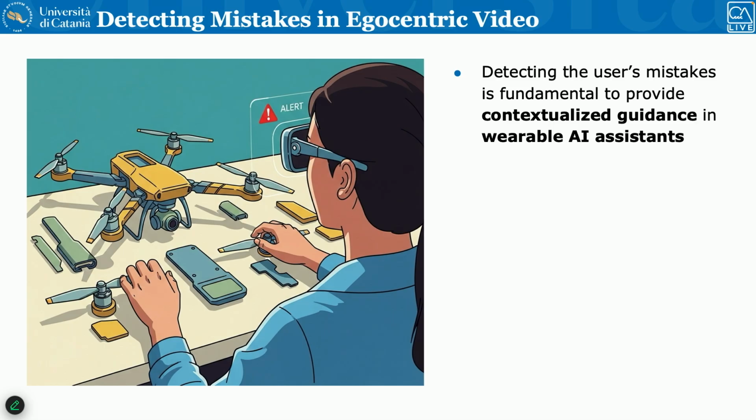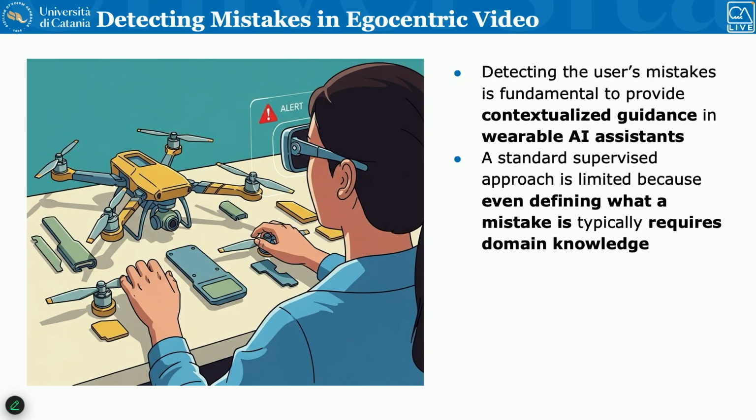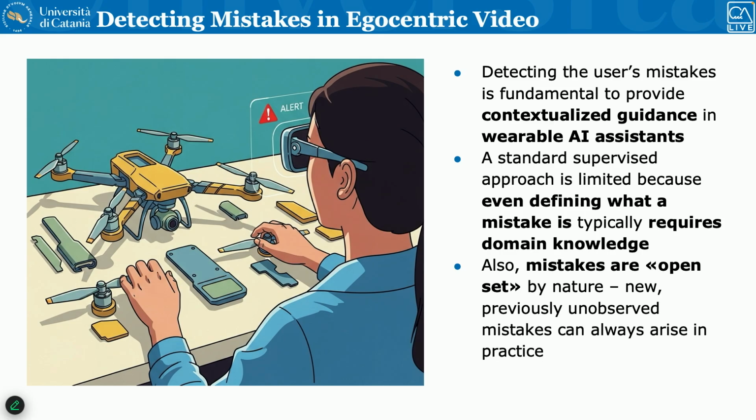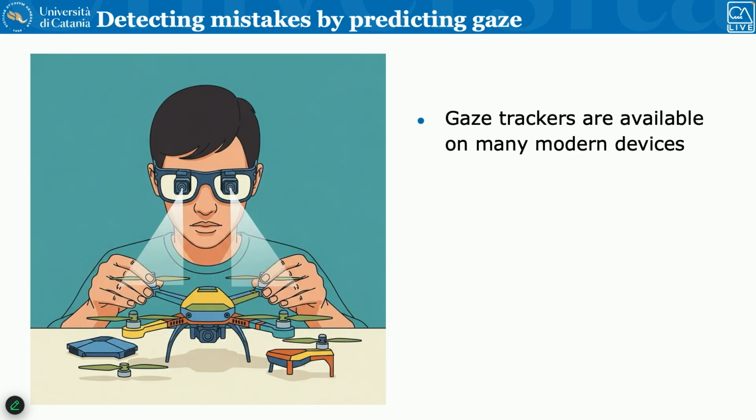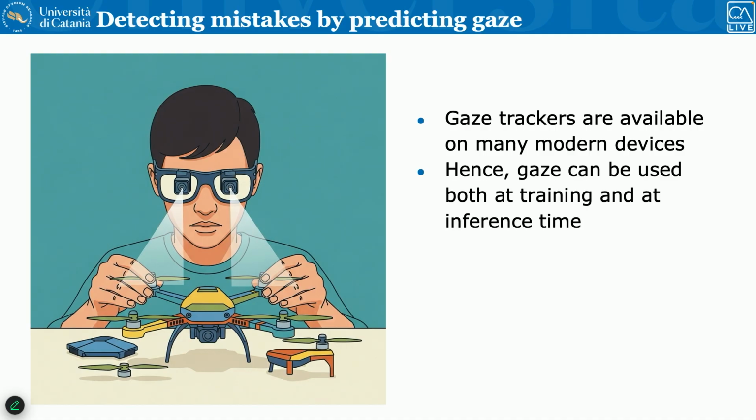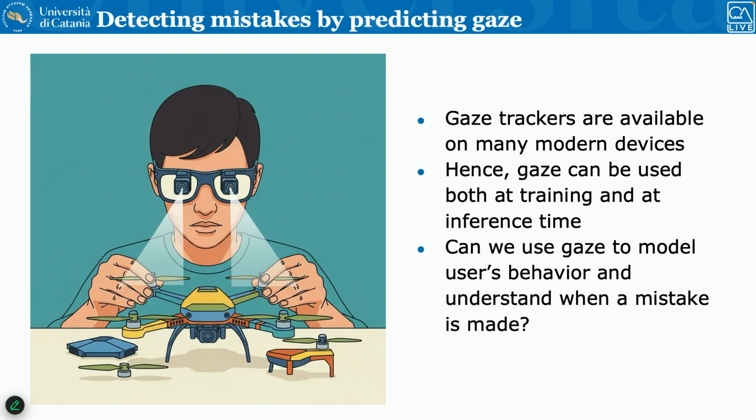Detecting the user's mistake is fundamental to provide contextualized guidance and in wearable AI assistance. A standard supervised approach is limited because even defining what a mistake is typically requires domain knowledge. Also, mistakes are open set by nature. New, previously unobserved mistakes can always arise in practice. Gaze trackers are nowadays on many modern devices, hence gaze can be used both at training and at inference time.